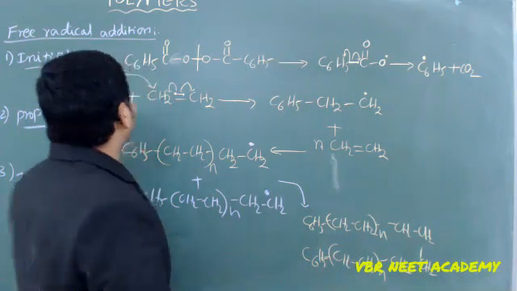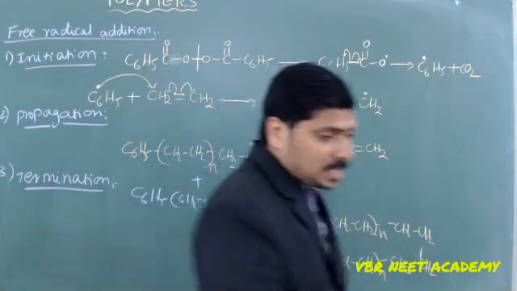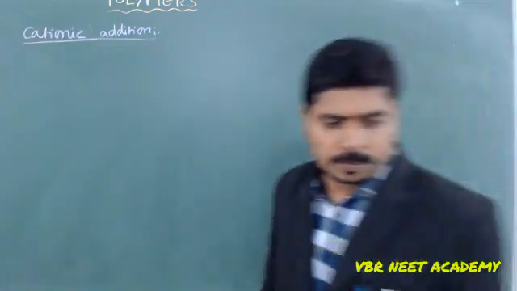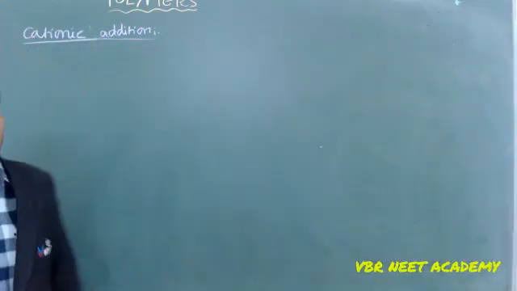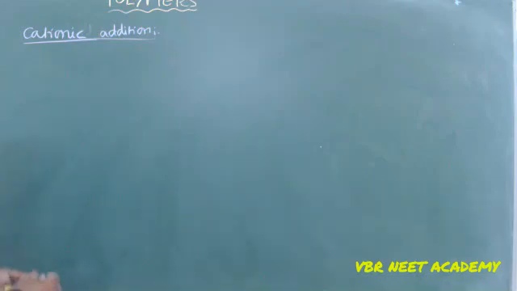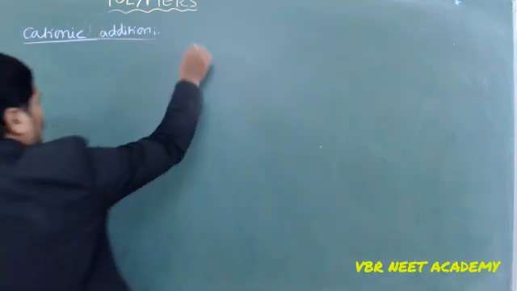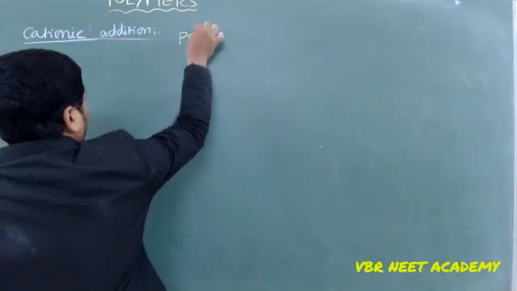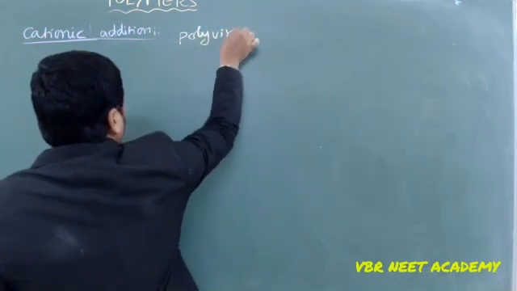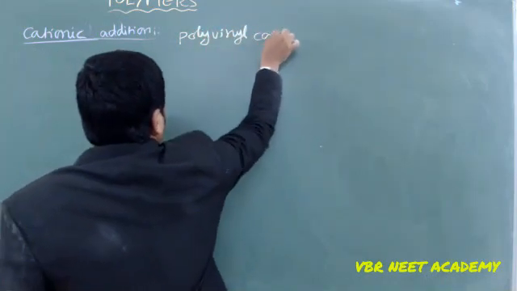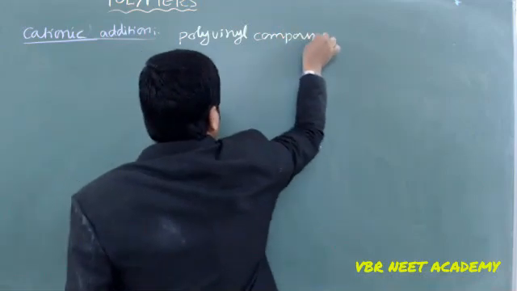The next one we are going to have is the cationic mechanism. Next one is cationic addition. When the cationic addition is going to be possible, always it is going to be with polyvinyl compounds. When we get this, the polymerization can take place.